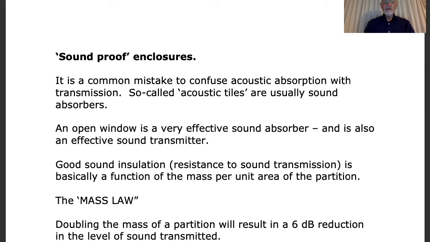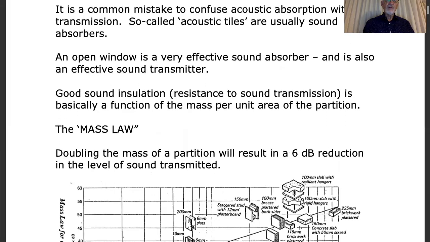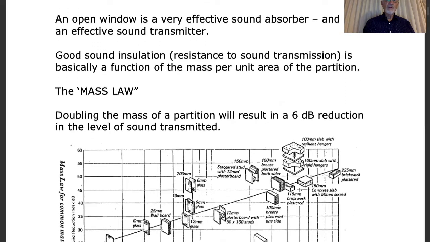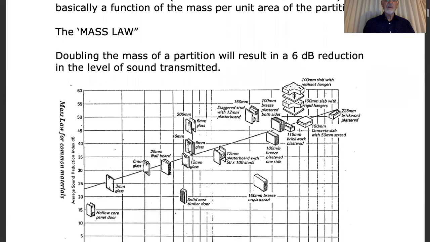So we need to think about what is required if we want to enclose a sound source. And there's a thing called the mass law. What that says is that if you double the mass of a partition, it will result in a 6 dB reduction in the level of sound transmitted.